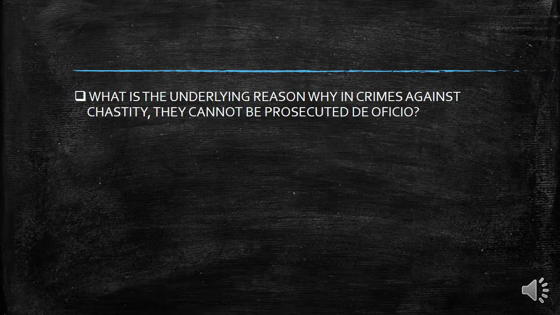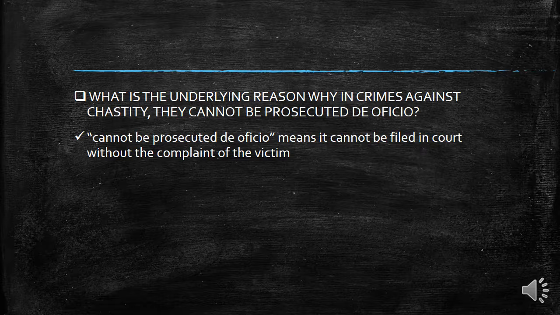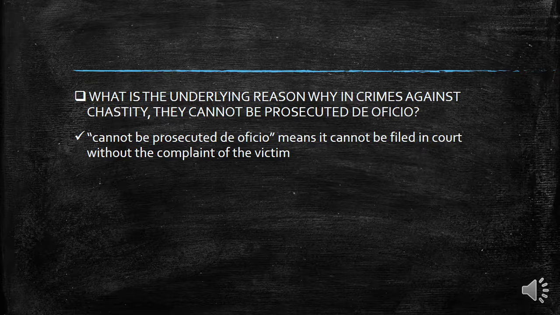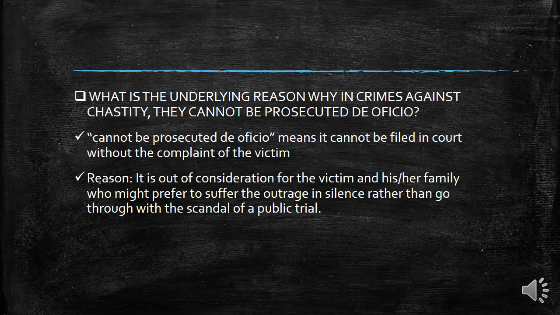What is the underlying reason why crimes against chastity cannot be prosecuted de officio? Cannot be prosecuted de officio means it cannot be filed in court without the complaint of the victim. Reason? It is out of consideration for the victim and his or her family who might prefer to suffer the outrage in silence rather than go through with the scandal of a public trial.